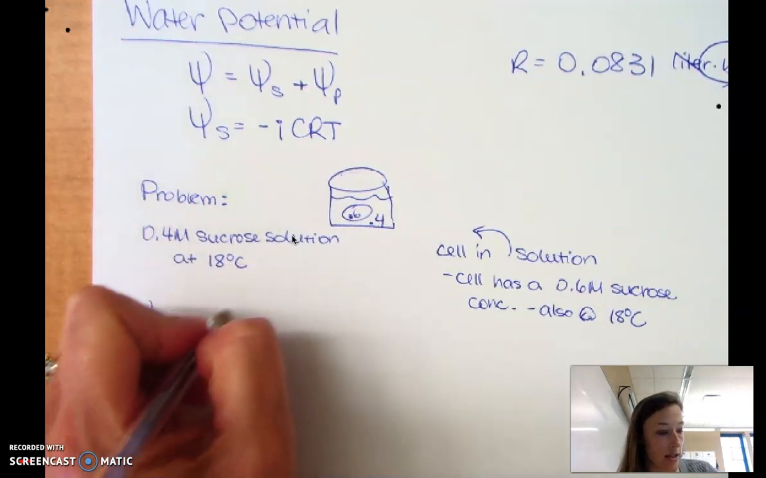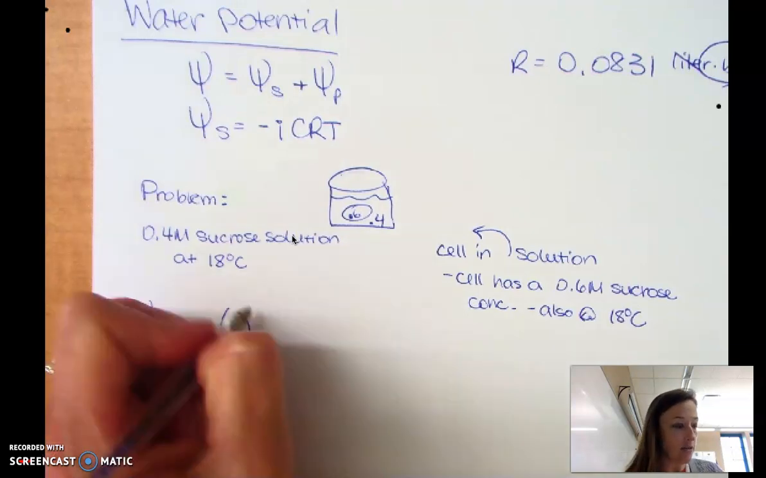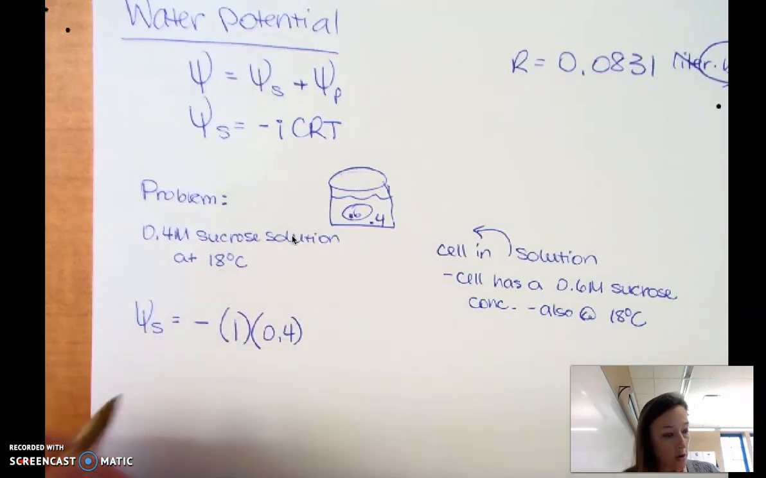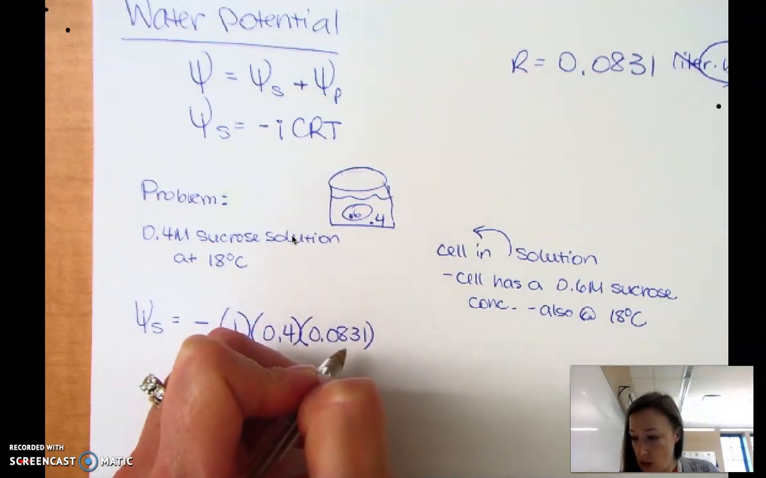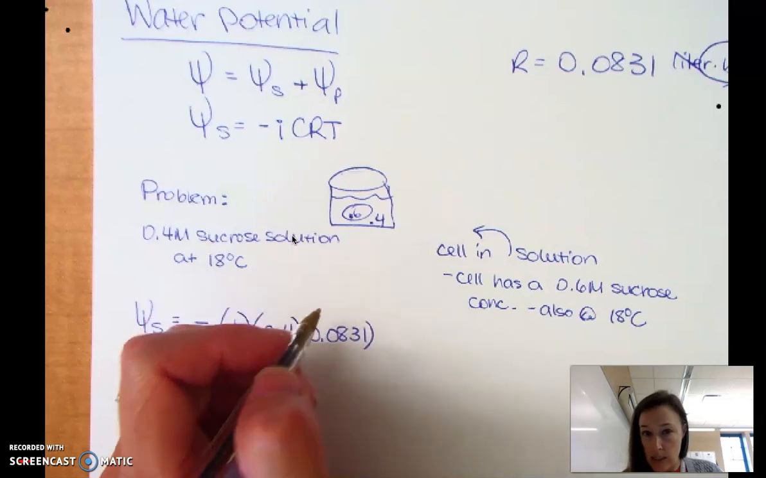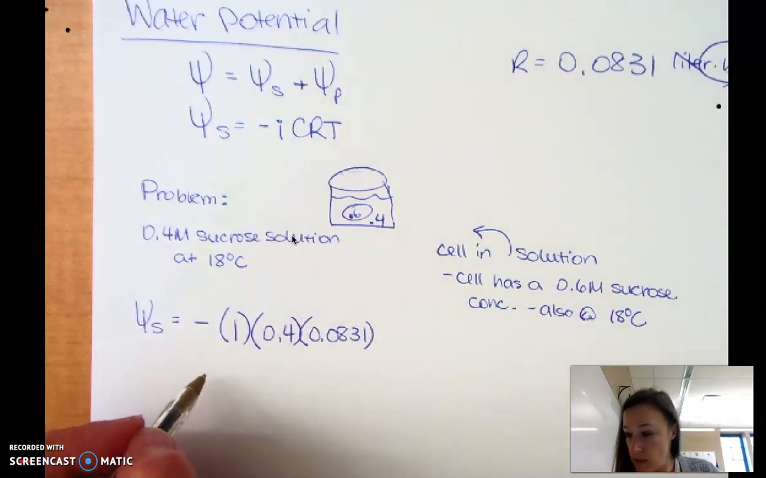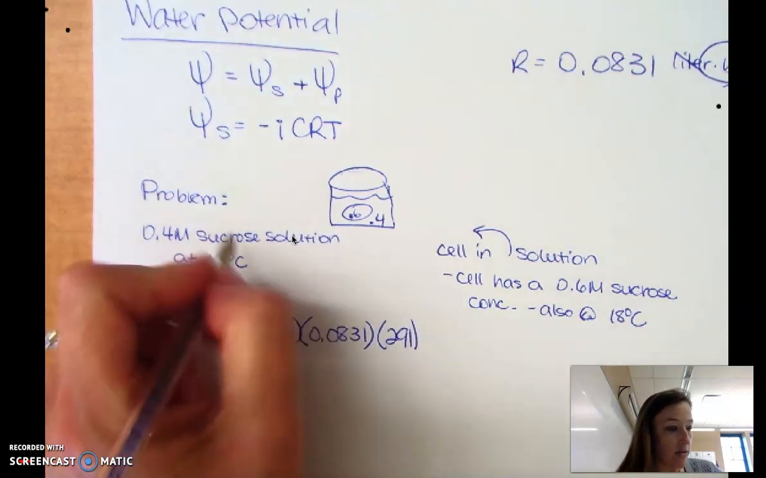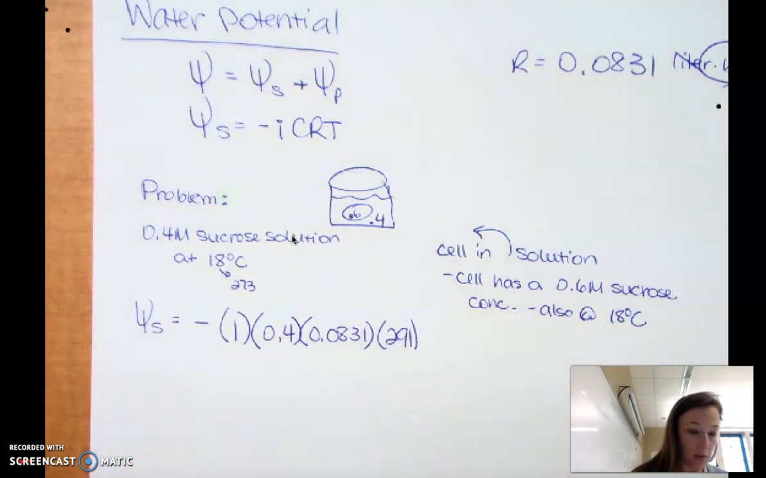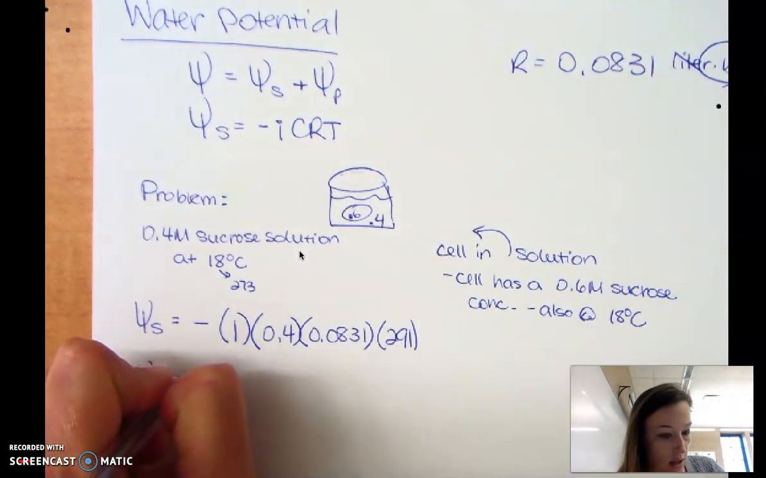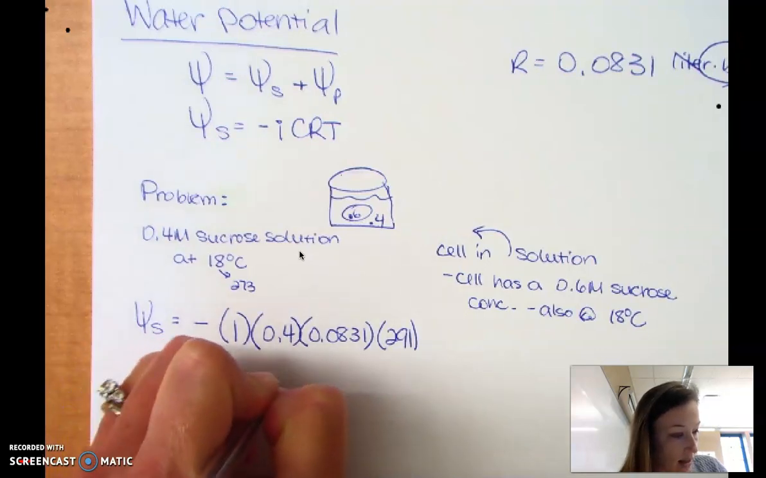All right. So our solute potential is negative. It is sucrose, which is not going to break up in water, so it's going to have an ionization constant of 1. It has a concentration of 0.4. Our R value is 0.0831, and our temperature is going to be 291. Yes, 291, because we had to convert it, so we had to add that 273 to the 18 to get our temperature. So all we're going to do is multiply those together. And that gives us a solute potential of negative 9.67 bars.